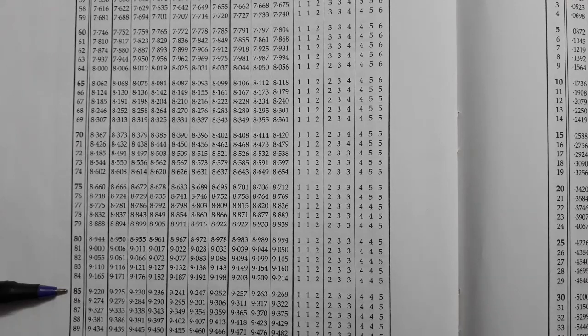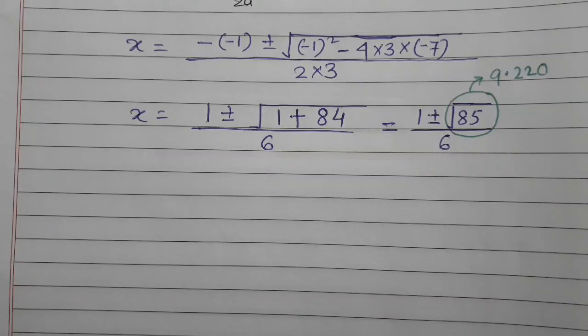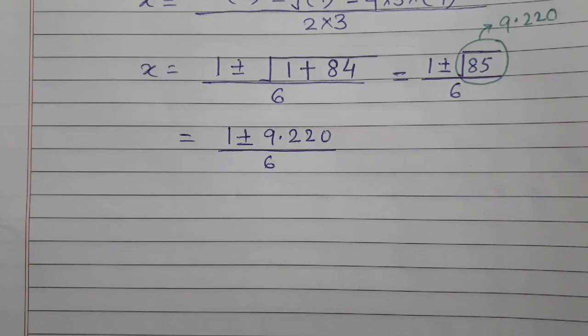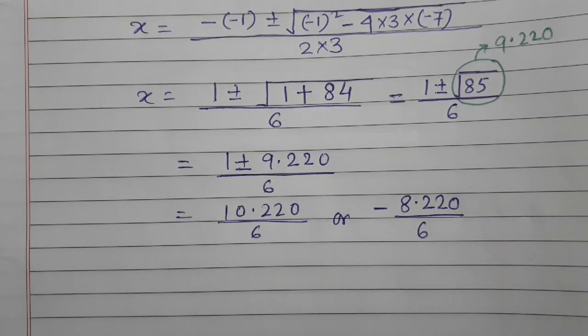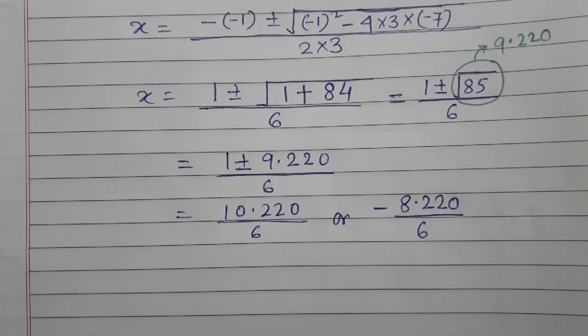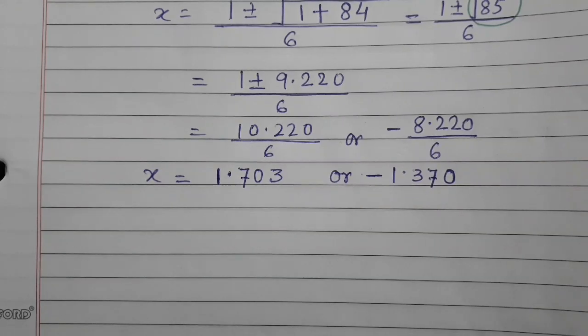Now we need to find out the square root of 85. The square root of 85 means the square root of 85.0, which will be 9.220. Hence we can apply the value of root 85 in this equation. So the value of x will become (1 ± 9.220)/6, and we can also write x equals 10.220/6 or -8.220/6.